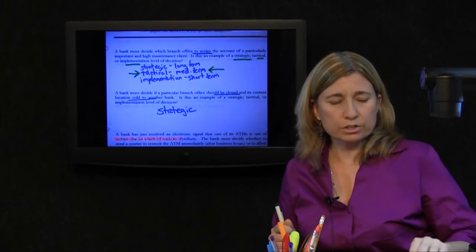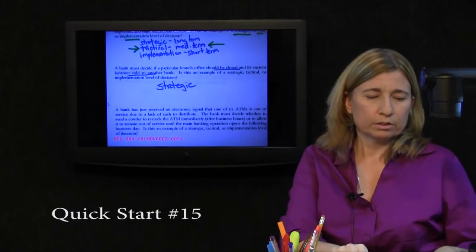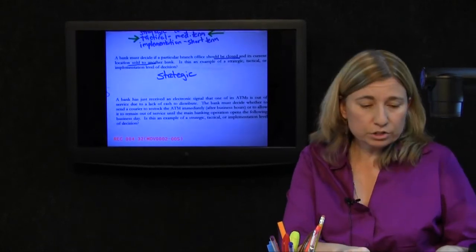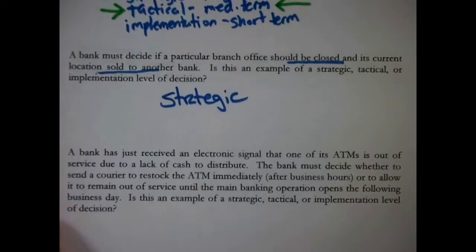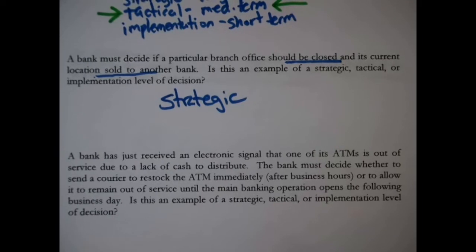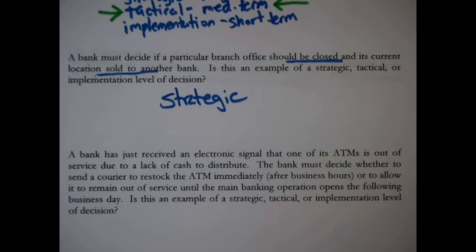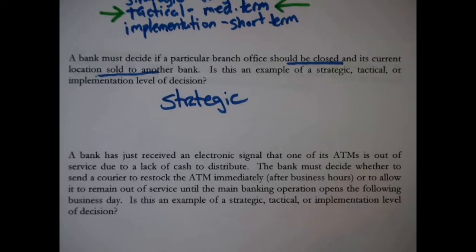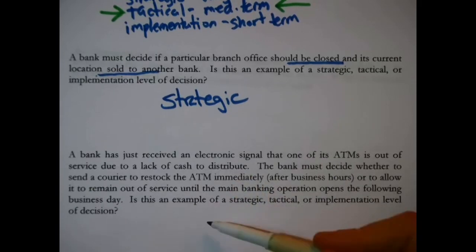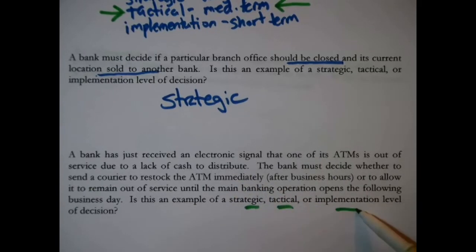The next scenario looks like we're with that same bank, but it's a different decision. A bank has just received an electronic signal that one of its ATMs, its cash machines, is out of service due to a lack of cash to distribute. The bank must decide whether to send a courier to restock the ATM immediately, it's after business hours, or just allow it to remain out of service until the main banking operation opens the following business day. Again, make the call. Is that strategic, tactical, or implementation?